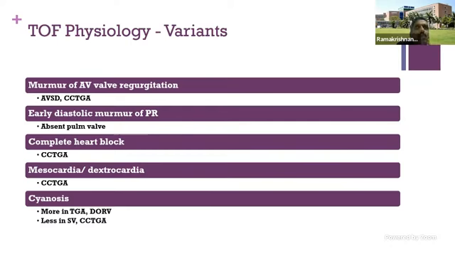Either it is Eisenmenger syndrome with a loud P2, but if it's not a loud P2 and you're thinking in terms of tetralogy physiology with an EDM, you should always think of absent pulmonary valve syndrome. Always think of mesocardia, dextrocardia, think of CCTGA first. Complete heart block, always think of CCTGA.